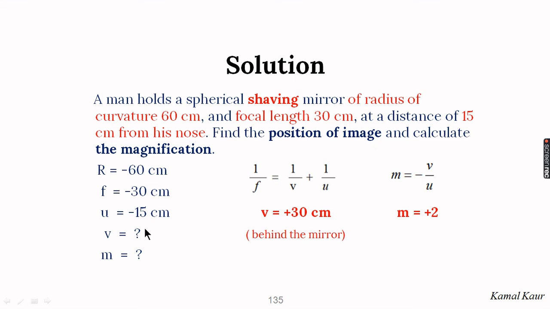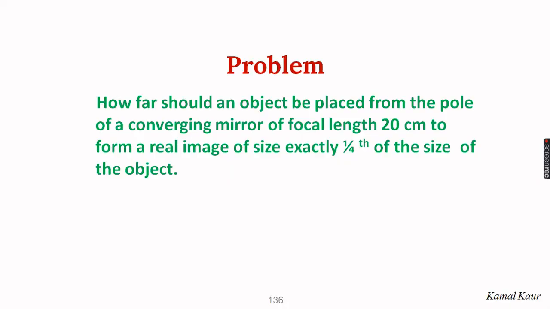Find the position of the image v and magnification m. We need to find these two things. So once we have identified the things, it becomes easier using the mirror formula, where f and u are known. So we can easily find out v from here. For finding m, again we will use this formula, where v and u are known quantities. So m can be easily found. Let's try one more.